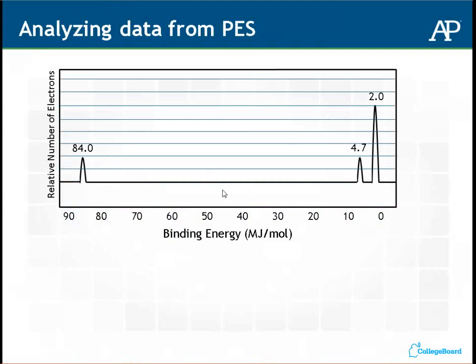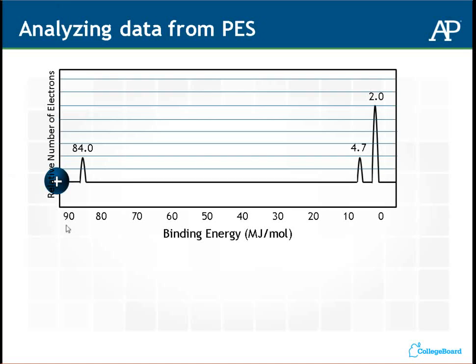So let's look at analyzing some data. So here we have a PES graph. Now, there are different ways of showing this graph. In some cases, the x-axis is the megajoules, or the energy required to remove the electron, and the y-axis is the relative number of electrons. But sometimes this is reversed, so the binding energy is on the left, or the y-axis, and the relative number is on the right.